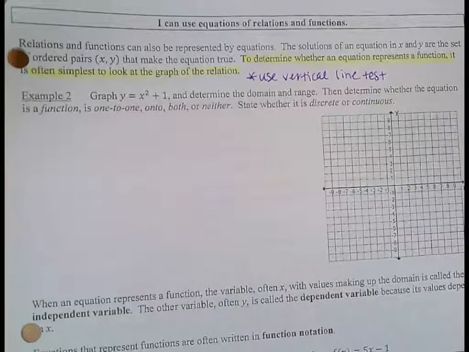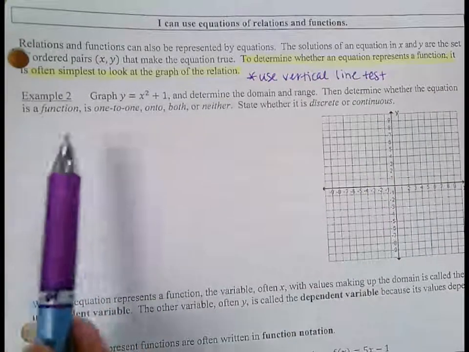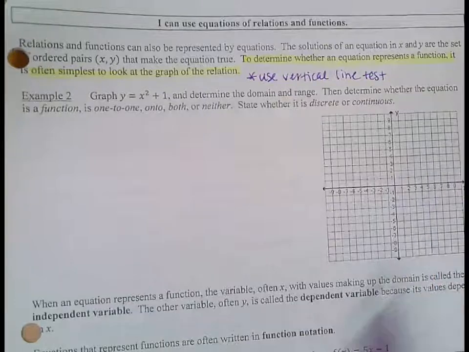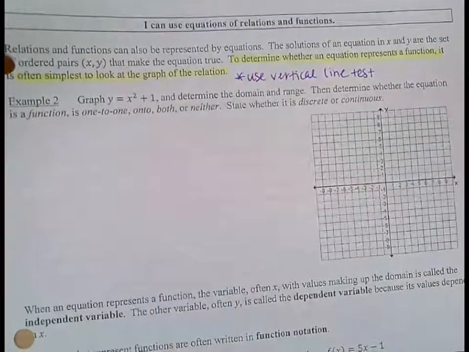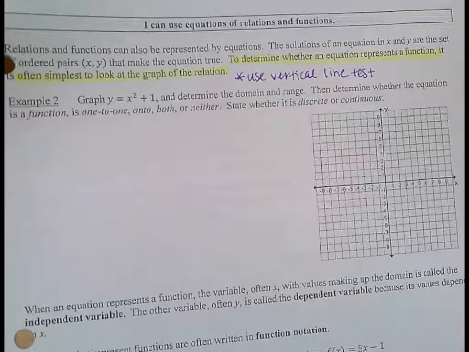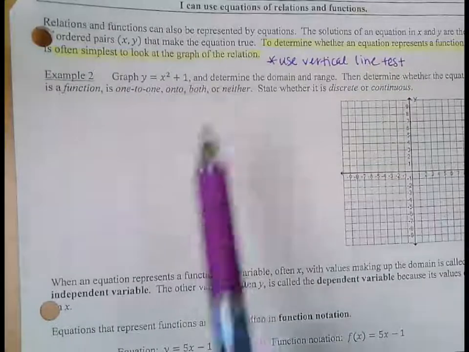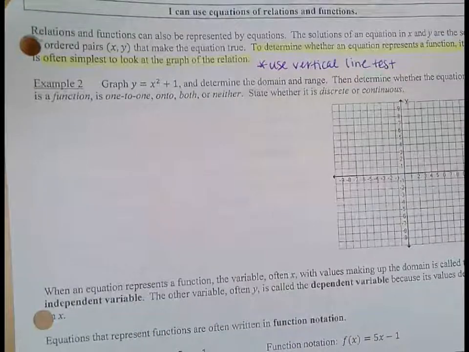So the previous examples were sets of ordered pairs, tables, graphs already made for you, and then a mapping. So here the last way to represent them is an equation. And to determine if these are functions, we typically would graph them first and then use the vertical line test. So in example 2, it is asking us to identify a lot of things, but our first step is to graph the equation y equals x squared plus 1. So what I want you to think about is, how would you graph this?